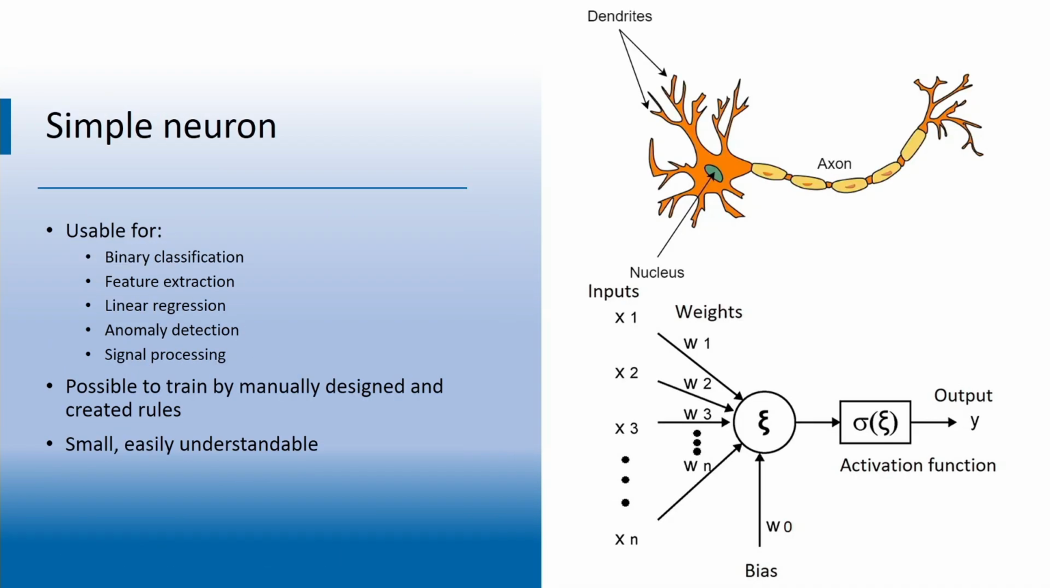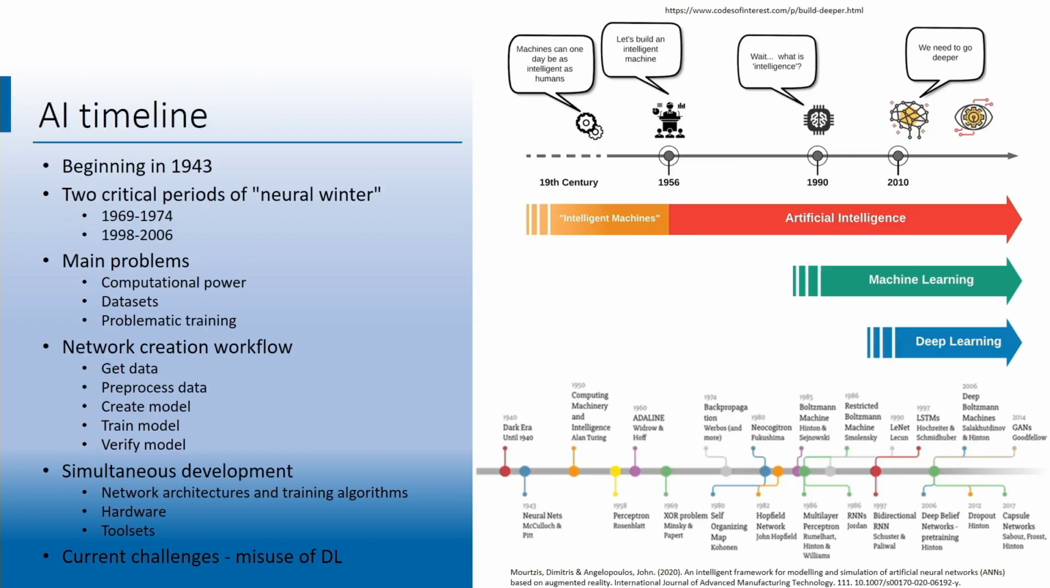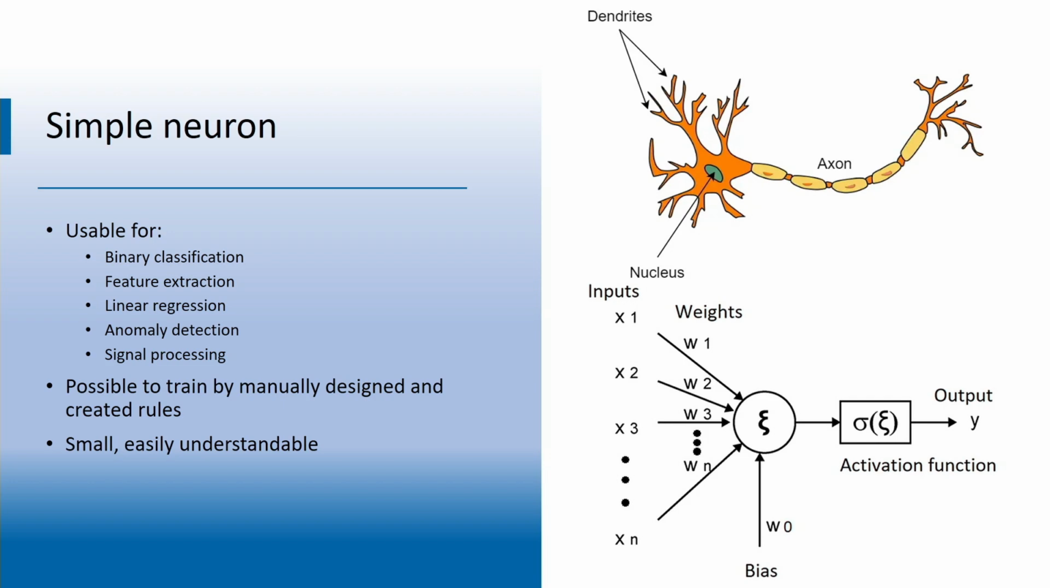So now for the beginning of neural networks. It all started with inspiration from nature, from the neuron. The simple perceptron was created, as I said, in 1943. It is still usable for many applications, and a good thing is that it's possible to train it manually. You can use Boolean algebra and prepare your neuron without any need for processing of data. It's small and easily understandable.